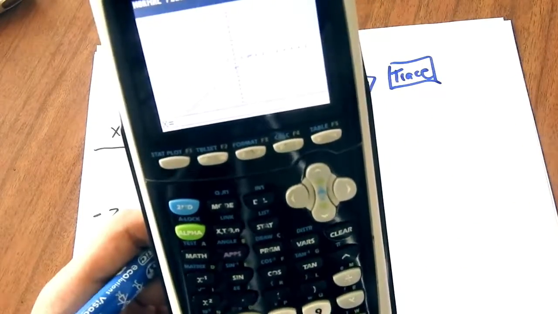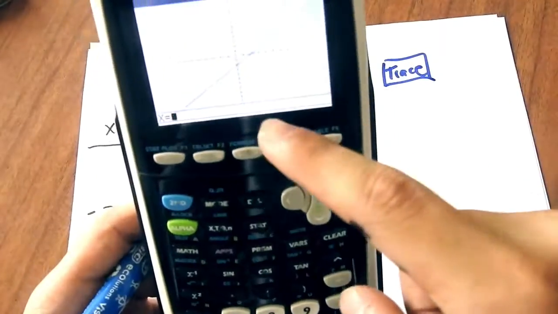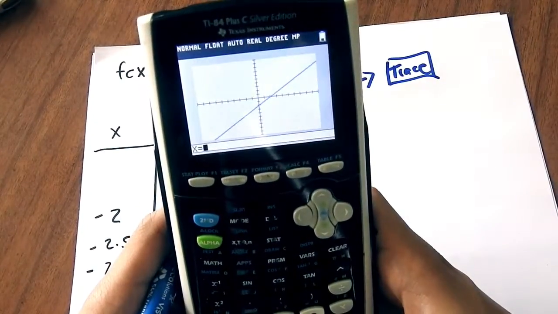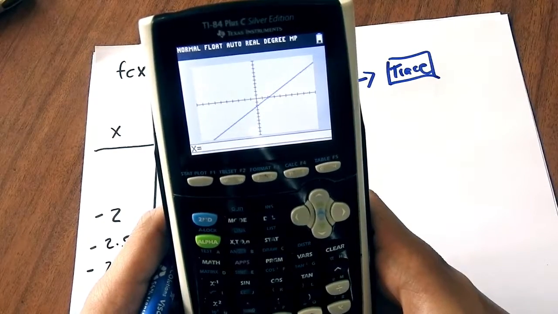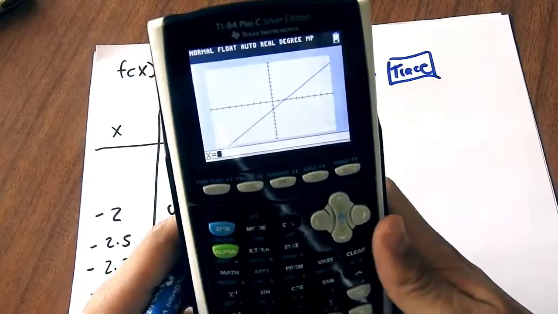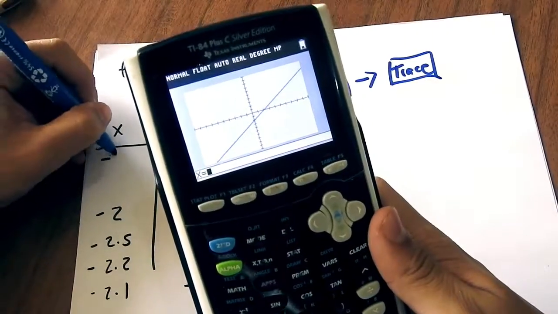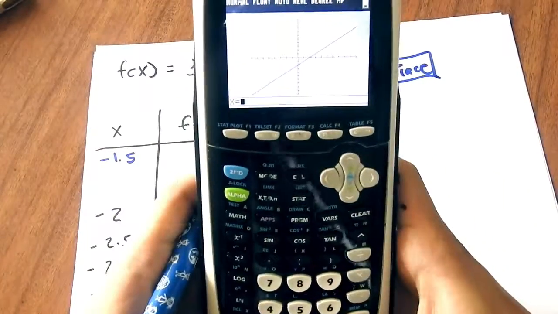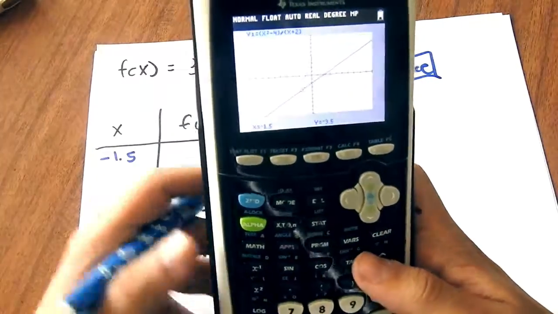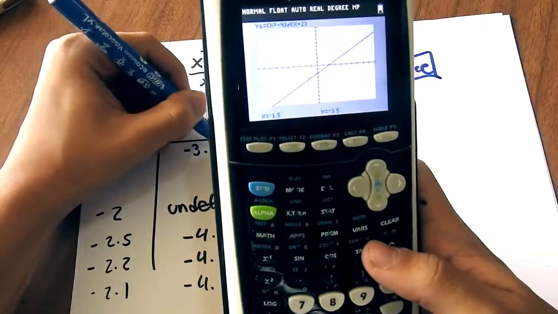But now we're going to use the calculator to make it faster. Now we press enter on the option of value. Now we're just gonna input the value that we want. So for example, let's try values like -1.5. We have -1.5. This is gonna be -3.5.